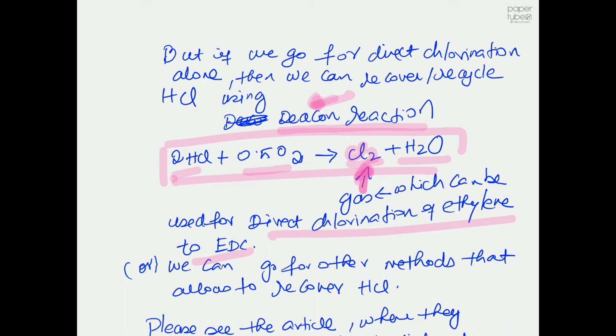Whenever you are going to deal with a design project, you should go into the literature and look for the information. How many methods are available in order to manufacture that product? Look at the reaction stoichiometry and check whether there is any way you can use all those intermediates and byproducts.